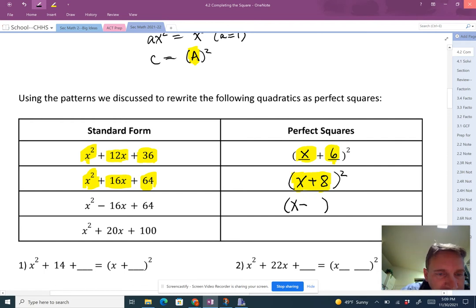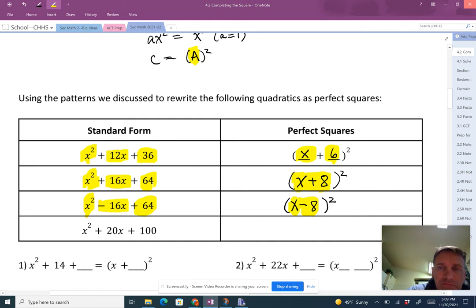And just like before, because it's 64, I'm going to put 8 squared. And just sort of double check, x times x is x squared. Negative 8 times negative 8 is a positive 64. Check. And then negative 8 times x is negative 8x, but doubled is negative 16x. And so everything is taken care of.